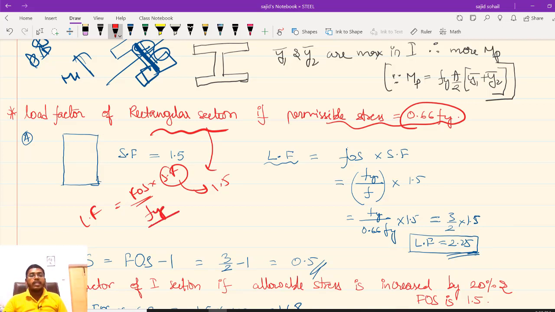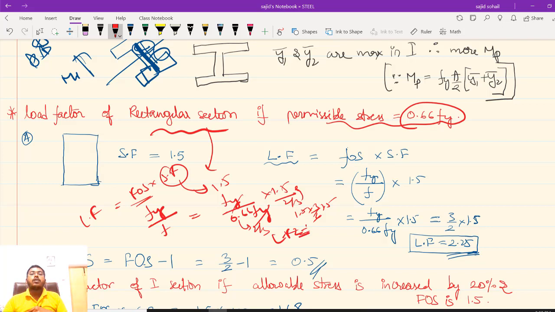What is factor of safety? Your yield stress divided by your working stress, right? So Fy divided by your permissible stress, the working stress you can have, which is 0.66 Fy, right? So into 1.5. Fy cancels. So 1.5 divided by 0.66. 0.66 how can I write? I can write it as 2 by 3. So 1.5 into 3 by 2, and 3 by 2 is 1.5. So 1.5 into 1.5, I can write my load factor as 2.25. End of story. कितना simple है यार, कुछ भी नहीं है इसमें, right?